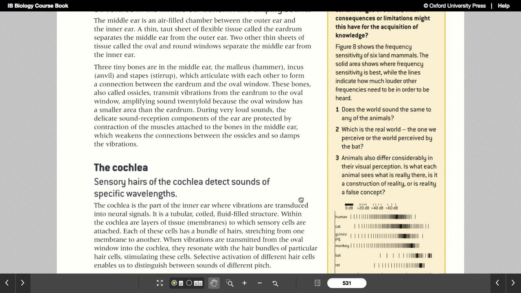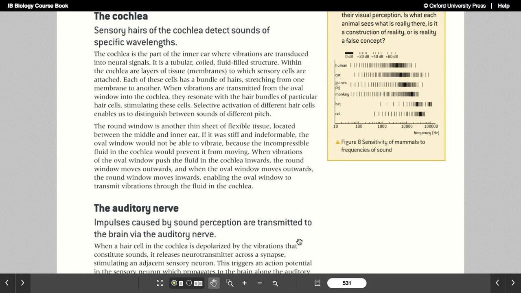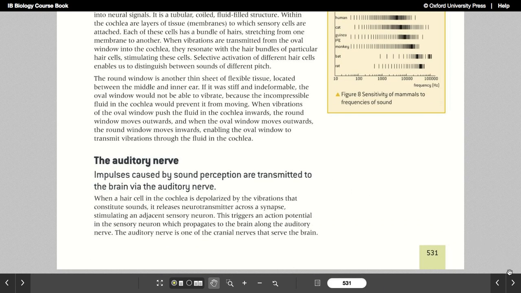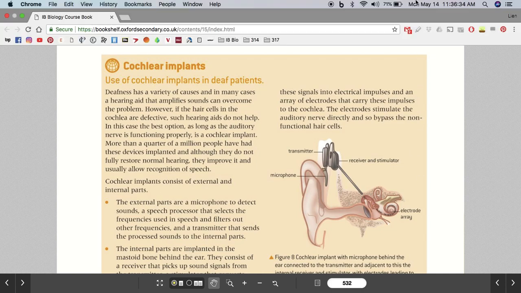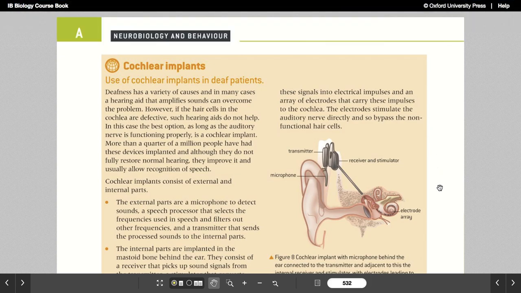Other things I want to talk about: the auditory nerve is going to transmit over to the temporal lobe. And if you have issues with your cochlea, which is supposed to send information to your auditory nerve, which sends information to your temporal lobe, which is then going to get processed by you.